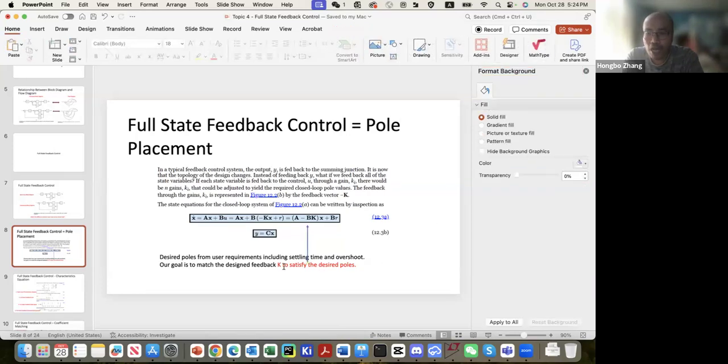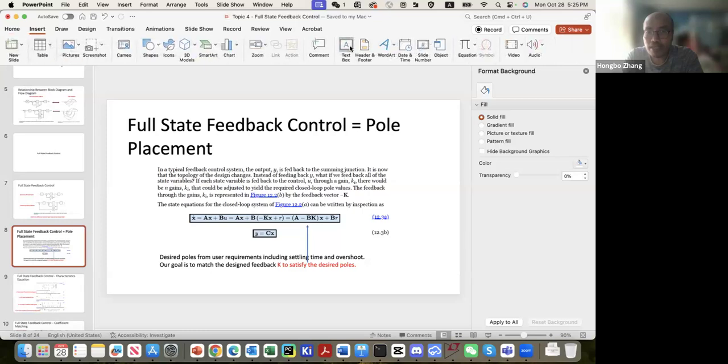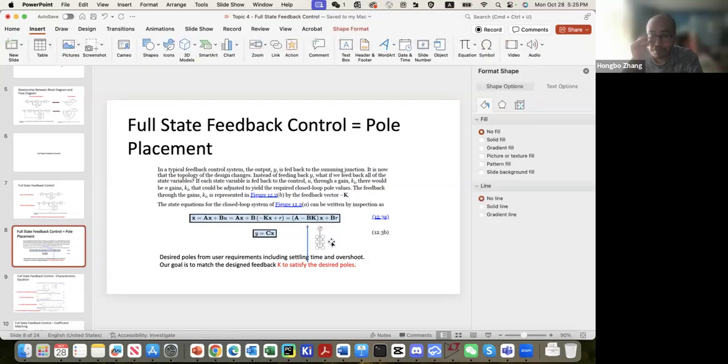So how can we design K so that it matches the desired poles? That simply means the pole location of this feedback system equals the desired poles. If you ask what that means, let me briefly explain.